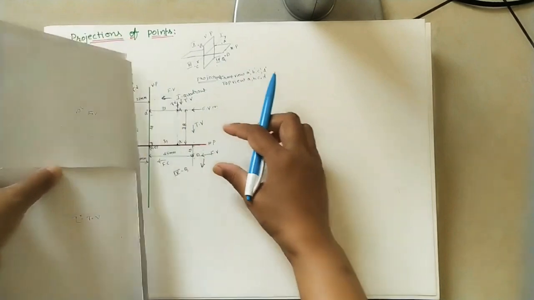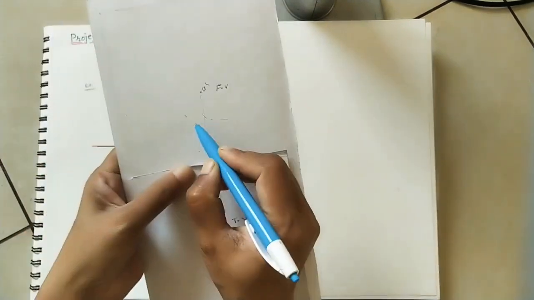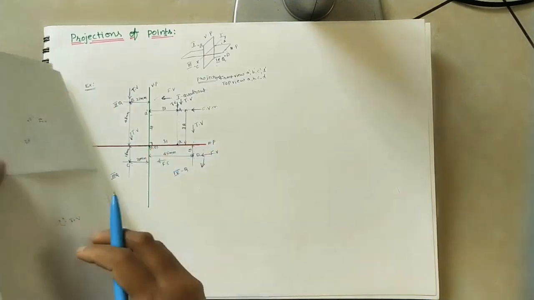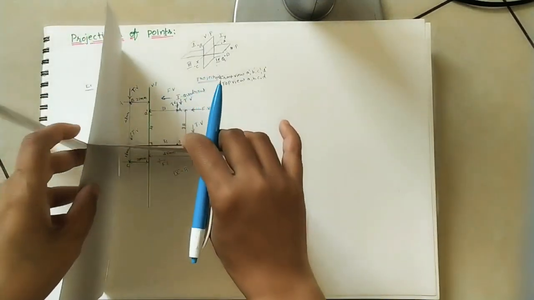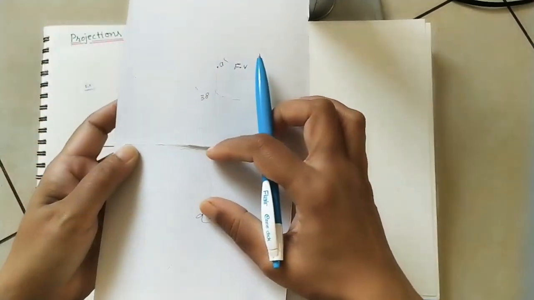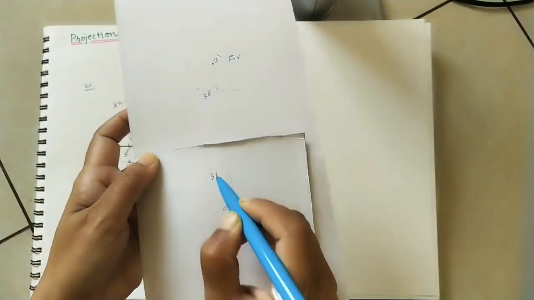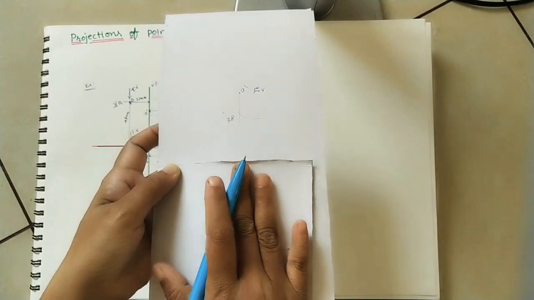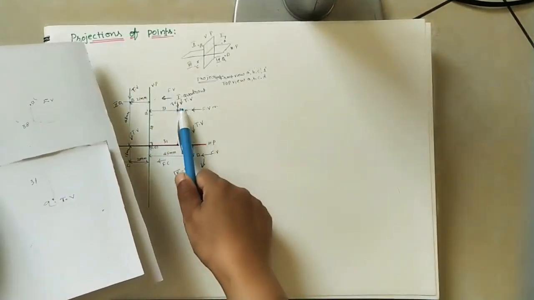What is the a dash length? Whatever length is there, 38. Take 38 here. And whatever this length is coming, 31, as I told. This is the 31, and this 31 is coming here. So this is a 2D diagram of the projections of this point a.